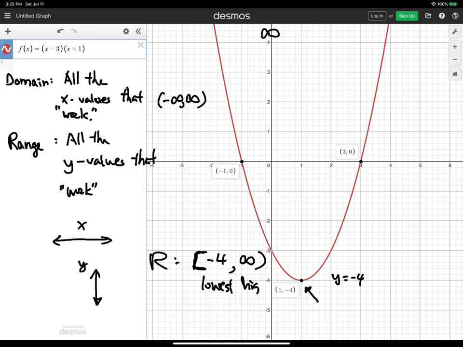Right, and remember, interval notation, lowest is on the left, highest is on the right. So therefore, my lowest value for my range is going to be negative 4, and my highest value is going to be positive infinity. Okay, domain is left and right, range is up and down. All right, we'll look at a couple more examples, and hopefully you'll get more familiar with this.